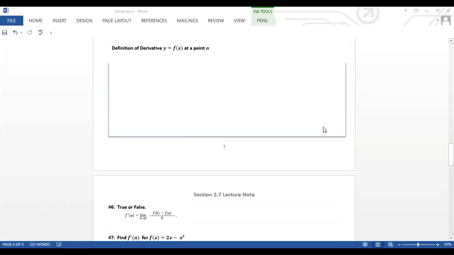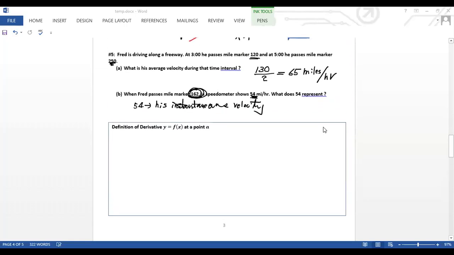In part 1, we stopped after we finished problem number 5. We defined the slope of the tangent line and how it relates to the average velocity and the instantaneous velocity. So now let's take a look at how we define the derivative of the function f of x at any specific point a. So this is our definition.